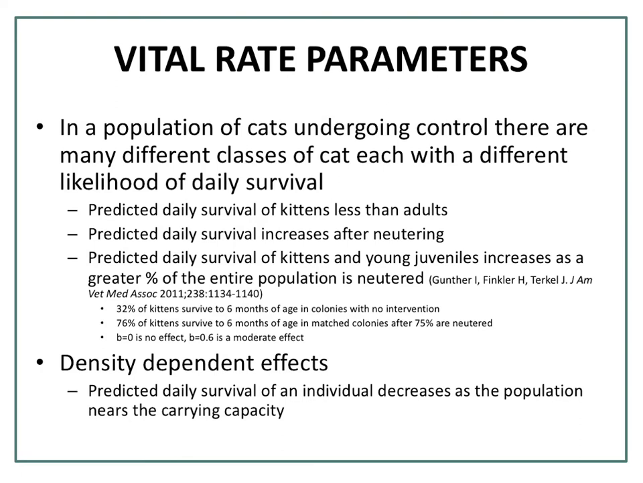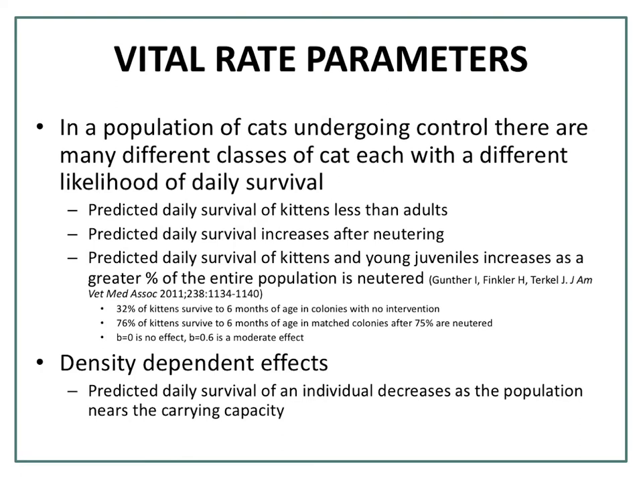Less commonly known is that the predicted daily survival of kittens and young juveniles within a population increases as a greater percentage of the population is neutered. This was looked at by Gunther and others in 2011. They found that 32% of kittens survived to 6 months of age in colonies with no intervention, but 76% of kittens survived to 6 months of age in matched colonies after 75% of that population was neutered.